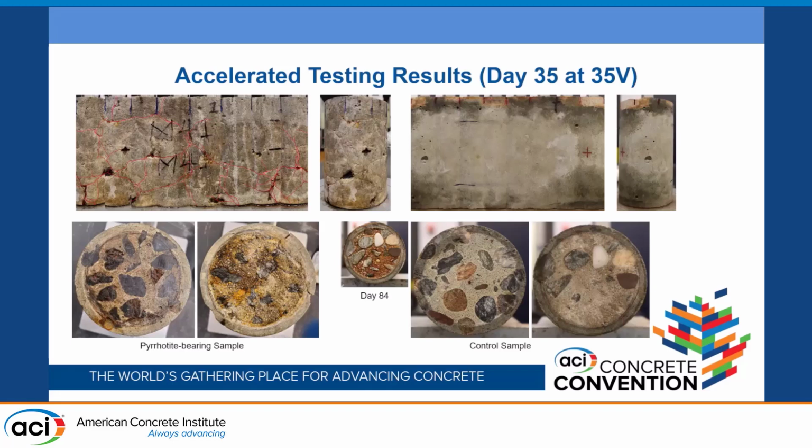So just to be sure that the pyrrhotite had an effect and accelerated this process, we allowed our control sample to run for 84 days. And now we can see that the control sample is also showing similar features to this. And now we can tell that the presence of pyrrhotite in there actually accelerated this process as well.